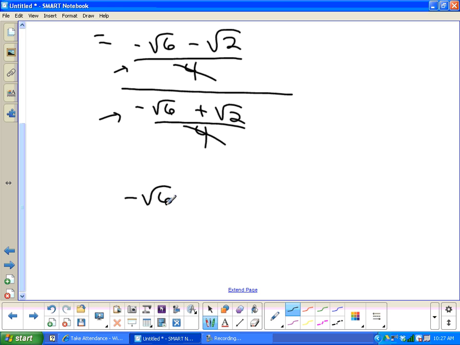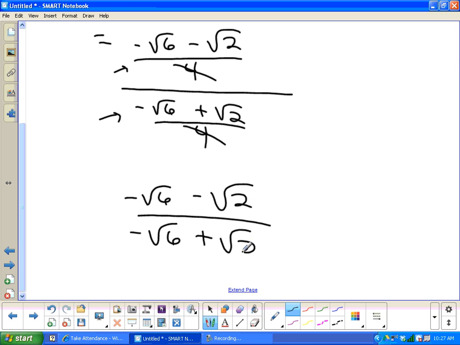Negative square root of 6 minus square root of 2. Negative square root of 6 plus square root of 2. Okay. All right, we're going to multiply by our conjugate. Okay. So let's see. All right, Jake, what's our conjugate? No. All right, there you go.